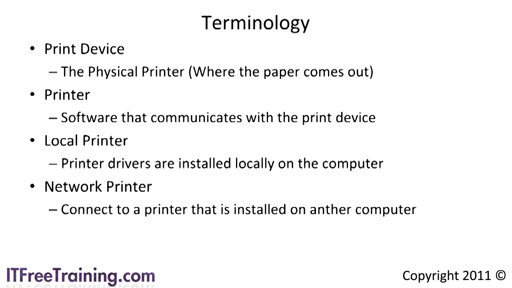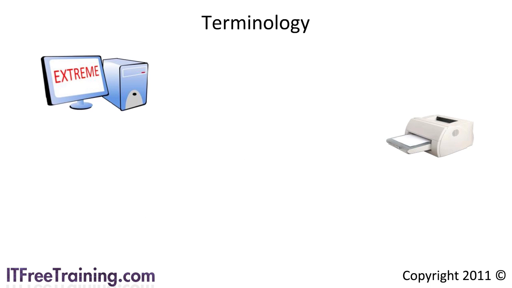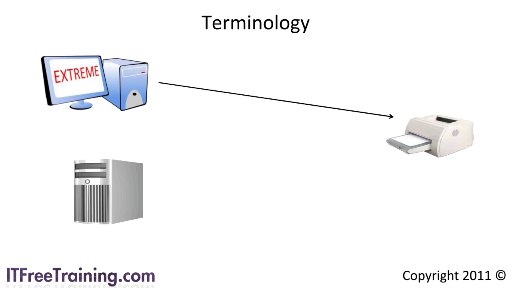Consider this example. If the computer shown had printer drivers installed locally on the computer, it could print directly to the print device. This would be an example of a local printer. The print queue and software are installed locally on the computer. You can see that regardless of how the data is sent to the printer, whether it be through a cable, wireless, or via a physical network, since the printer software is installed on the local computer, it is considered to be a local printer.